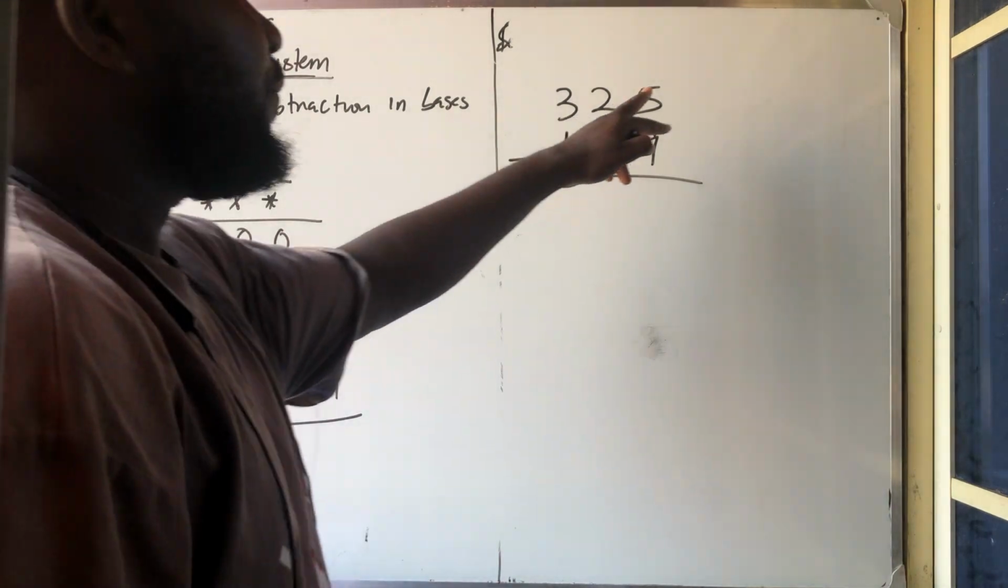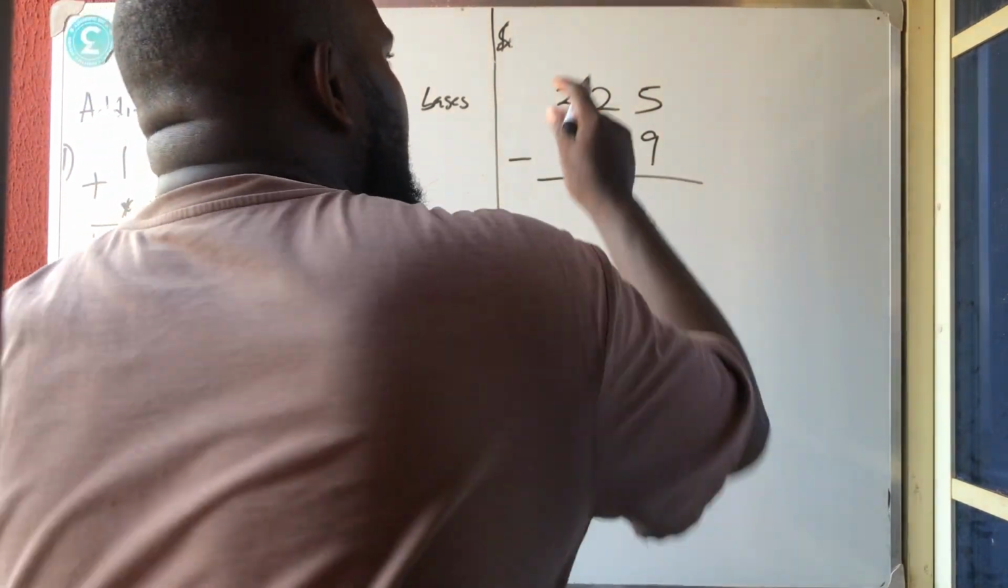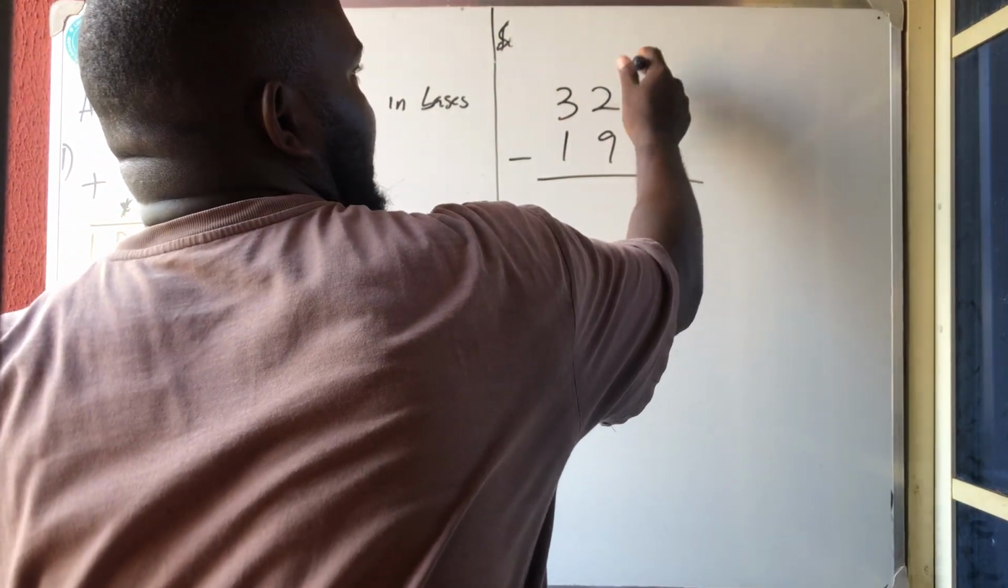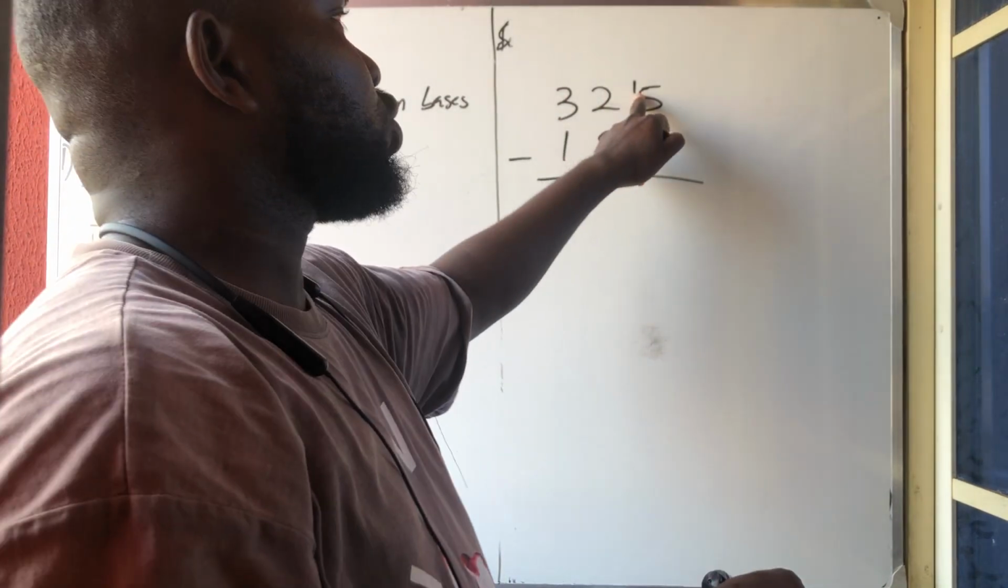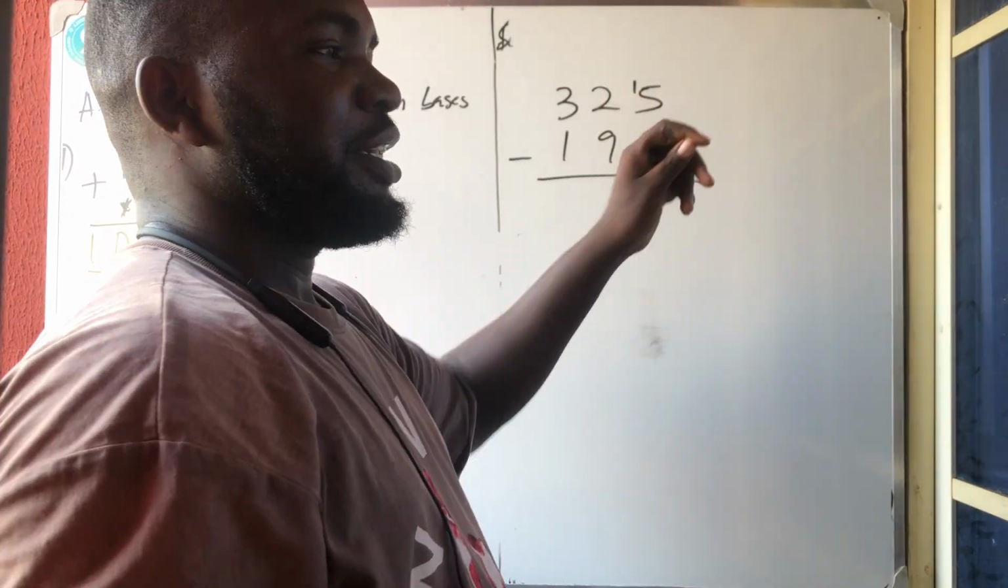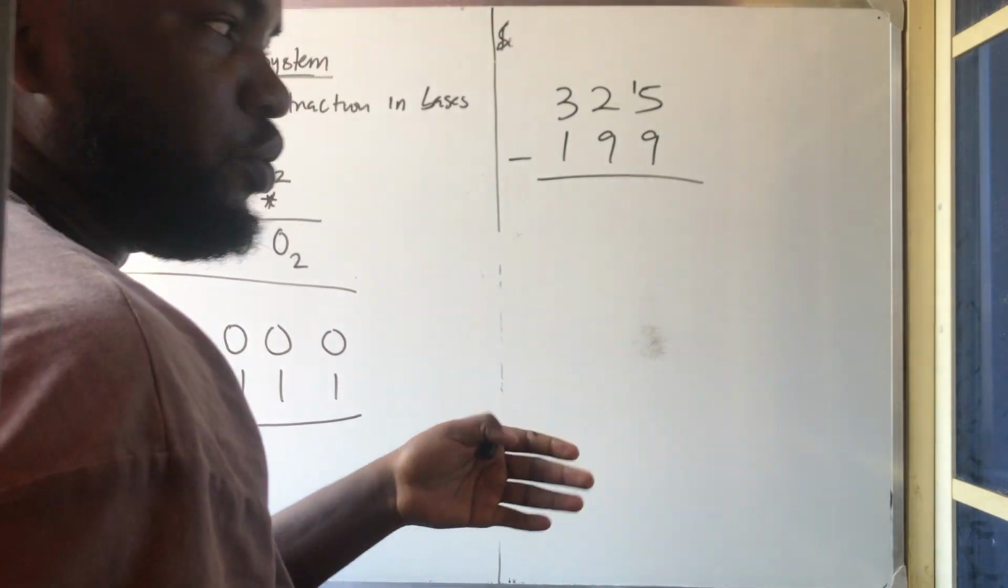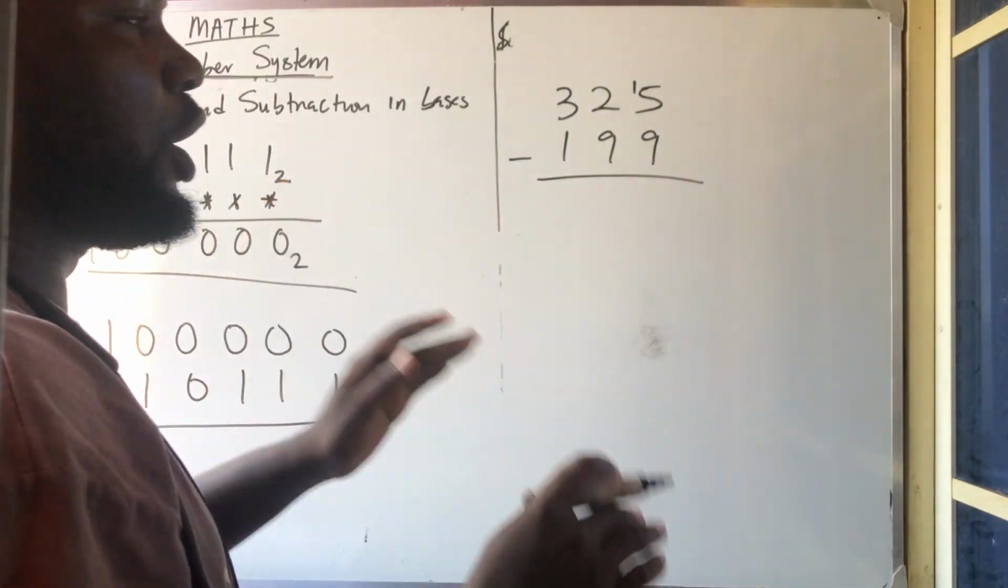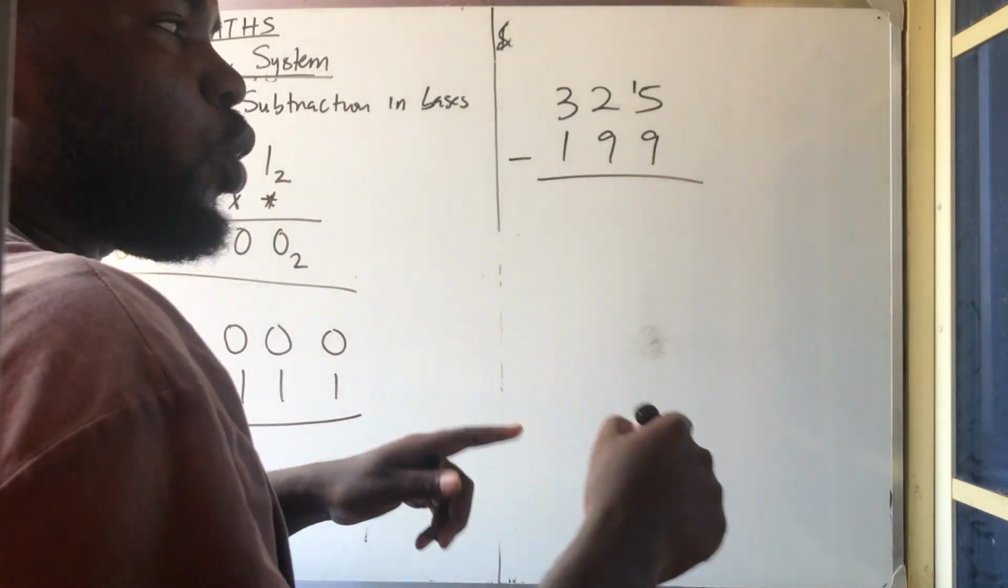Okay, now 5 minus this cannot go. We borrow 1 from here and put it here. Why did they say you should put it here by the side to become 15? It's because you are still a baby then. You are still in primary school. That is the only way you understand. But that is not what they did.